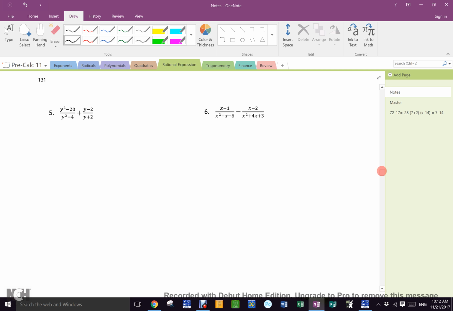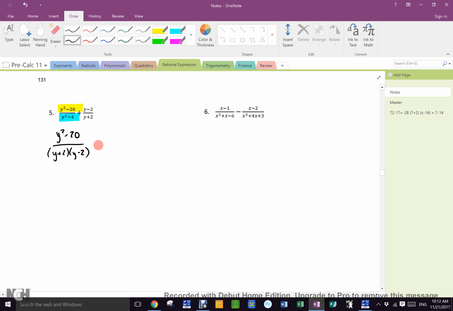Step 1. Can I add them right now? Yes or no? No. So I better factor, yes? Any factoring here? Yes or no? No. Y squared minus 20 stays. Any factoring there? Oh, sorry. That was a dumb way to do it. Any factoring there? Y plus 2, y minus 2.